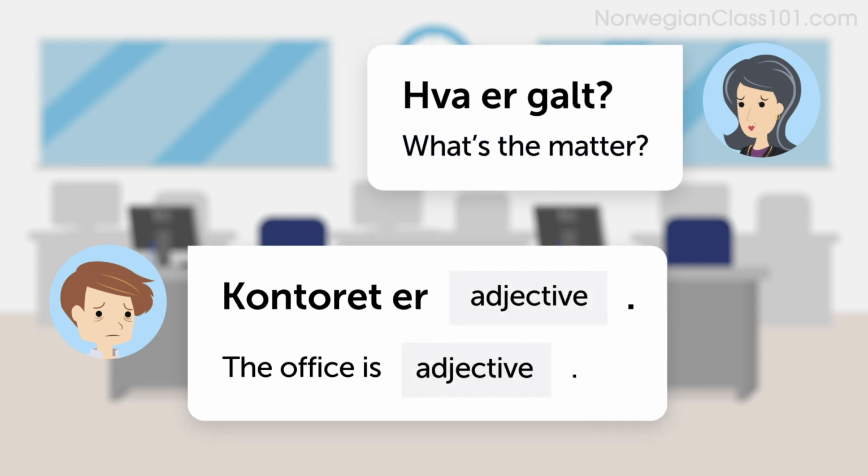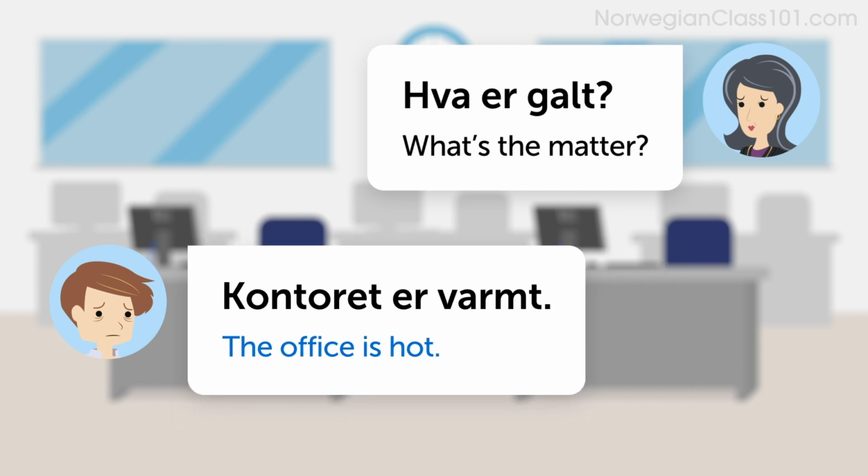Now, how do you answer this question? The pattern is Kontoret er, adjective. The office is, adjective. For example, the office is hot. Kontoret er varmt.